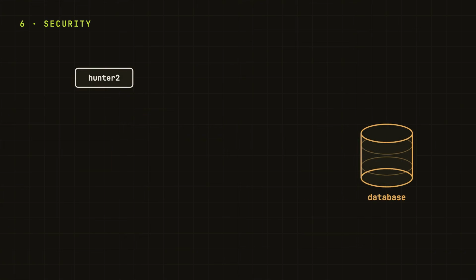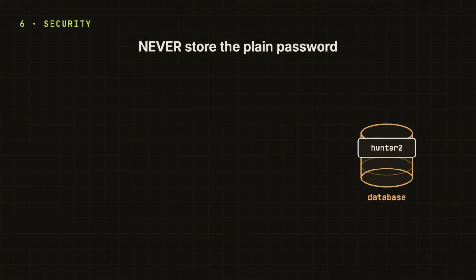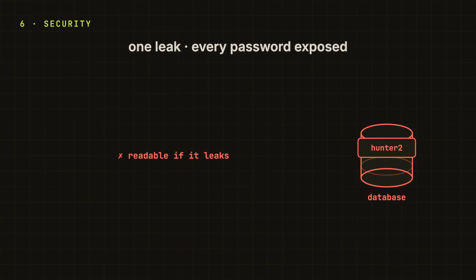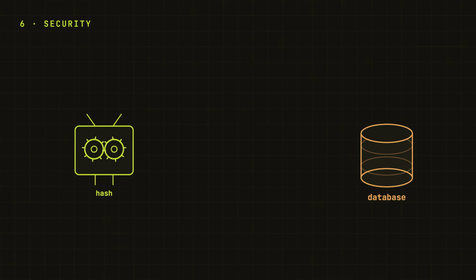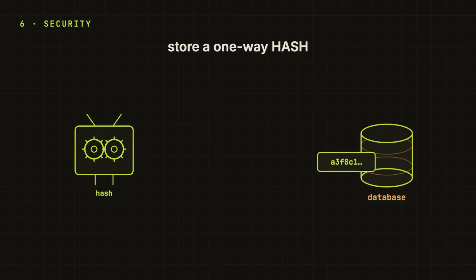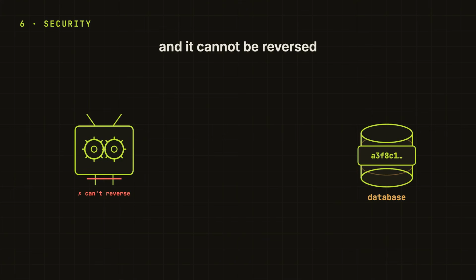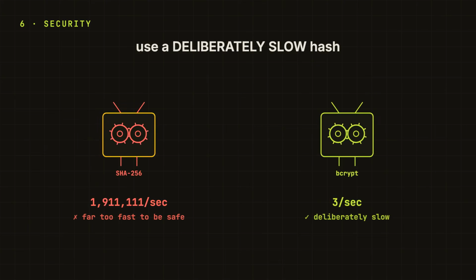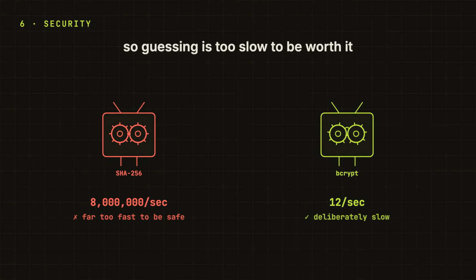Now, authentication starts with passwords, and there is a hard rule you must know. You never store passwords as plain text. Never. If your database leaks, every password is exposed. Instead, you store a hash of the password, a scrambled one-way version that cannot be reversed back into the original. And one important detail, you use a deliberately slow hashing function built for passwords like bcrypt or argon2, and not a fast one like SHA-256, precisely so that an attacker trying to guess millions of passwords finds it far too slow to be worth it.